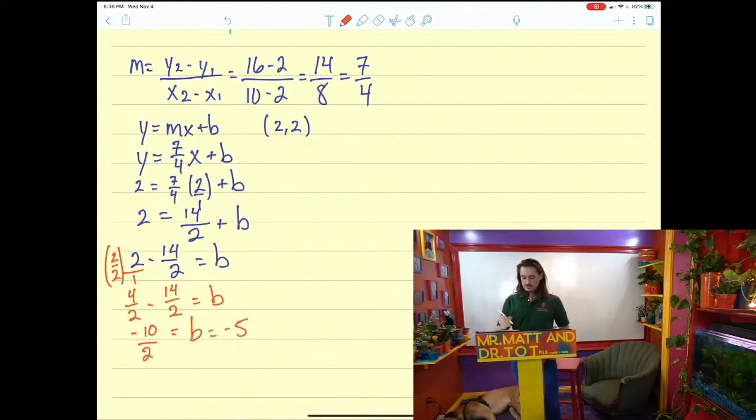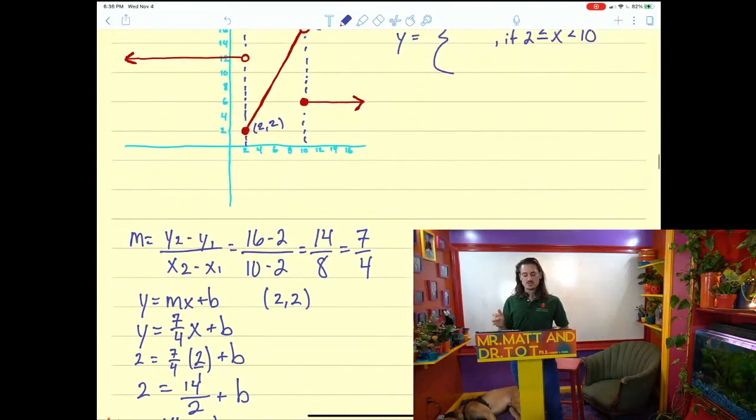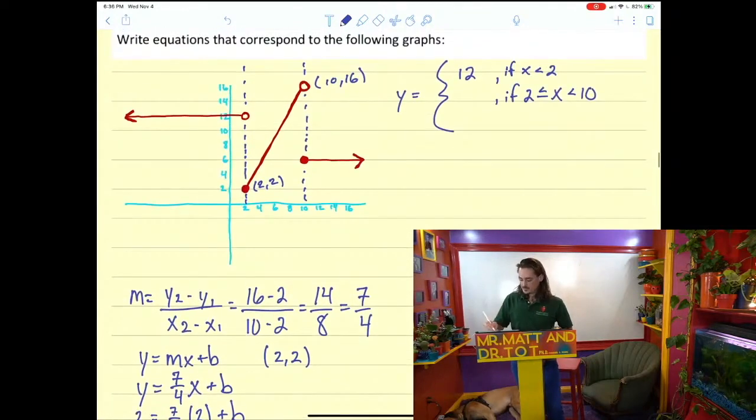So the long and short of that is that your function here, if b is equal to -5 and m is equal to 7/4, then y is equal to 7/4 x minus 5. And that is your function between +2 and +10. So that was a difficult one, but that would be 7/4 x minus 5 if x is greater than or equal to 2 and less than 10.